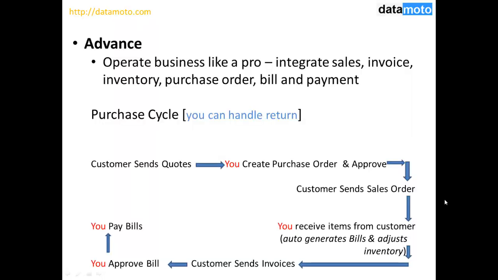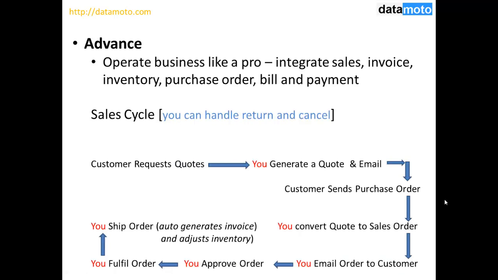Let's talk about the advanced feature. In advanced features, we'll be talking about how you can integrate your sales, invoice, inventory, purchase order, bill, and payment. In a normal sales cycle, the way it happens is that normally a customer requests codes, then you generate a code, an email. We already demoed it. A customer sends purchase order. Once customer receives the code, then it will send you the purchase order.